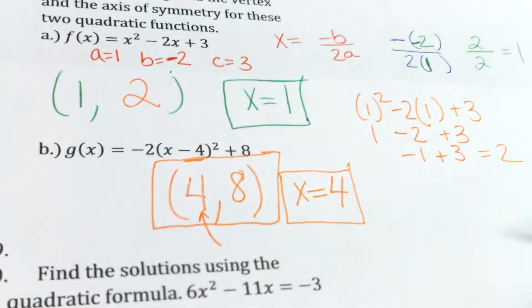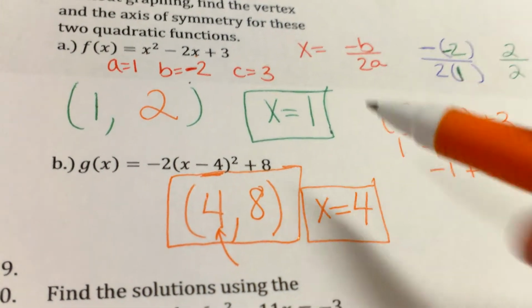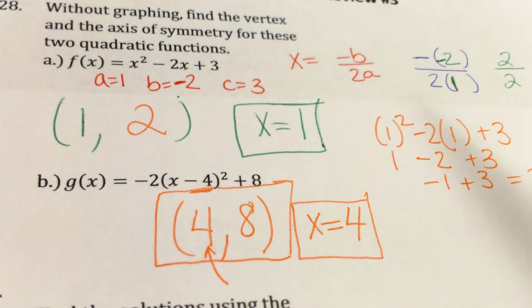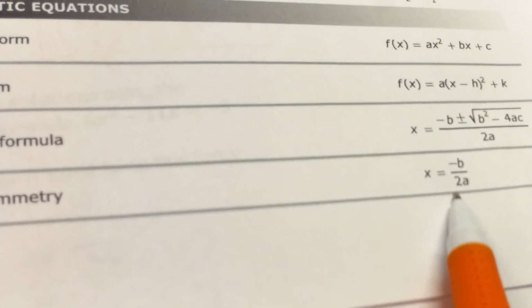When they give it to you in vertex form, finding the vertex is very easy. And the axis of symmetry. But whenever they give it to you in standard form, then that's when you need to do -b over 2a. And in case you forget, remember, it's always in the formula chart. It's the very last one. Axis of symmetry, -b over 2a.